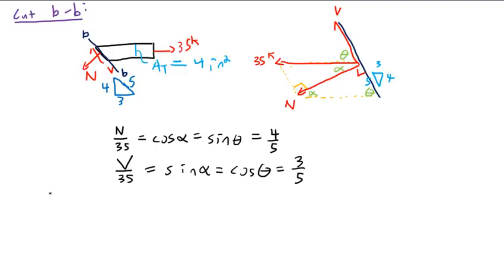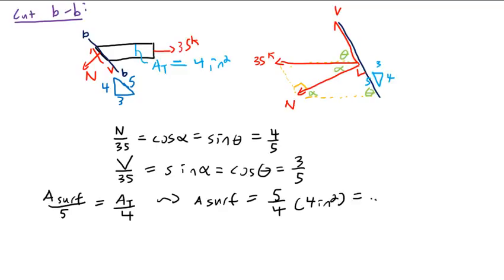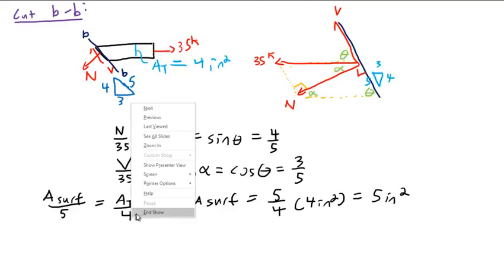And then finally, I need to find the surface area. Area of surface over 5 is equal to the total area over 4. So just the 3, 4, 5 triangle. And this can come to a surface equals 5 over 4 times 4 inches squared equals 5 inches squared. All right.